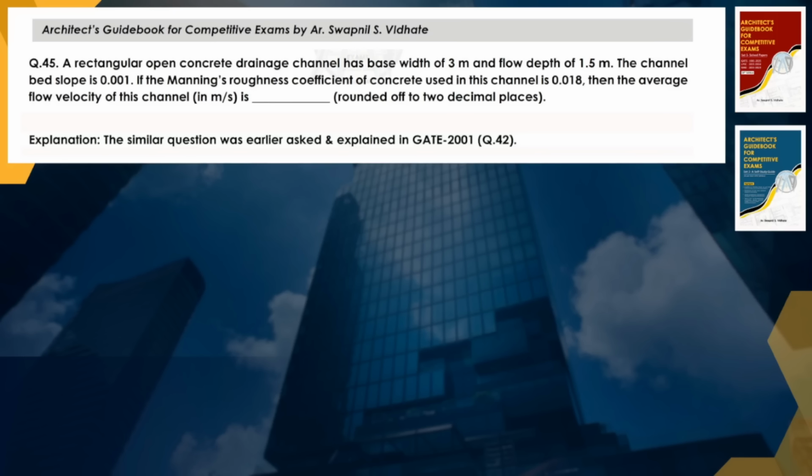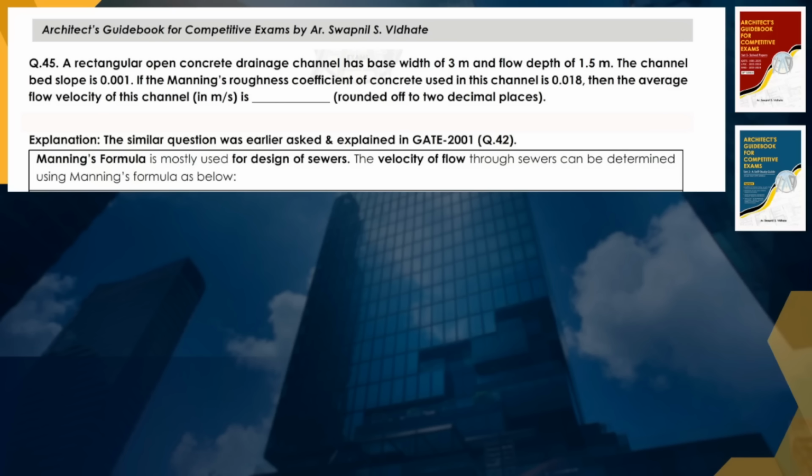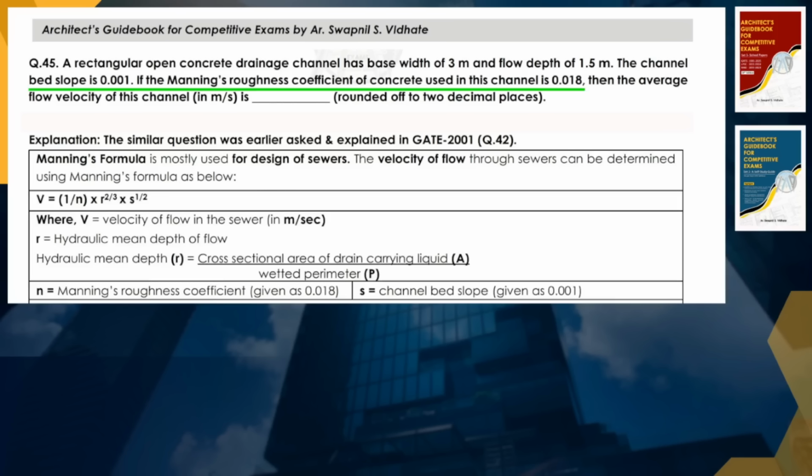Now, as I said, the reference was there in GATE 2001 at question 42. The formula was provided here. After many years, the question related to this particular Manning's formula have been asked. So, what is the formula? This formula is mostly used for design of sewers. The velocity of flow through sewers can be determined by using the Manning's formula, which is as follows. Manning's formula mentions that V equal to, that means the velocity of flow in sewer is equal to 1 upon n multiplied by R to the power 2 by 3 multiplied by S to the power 1 half, right?